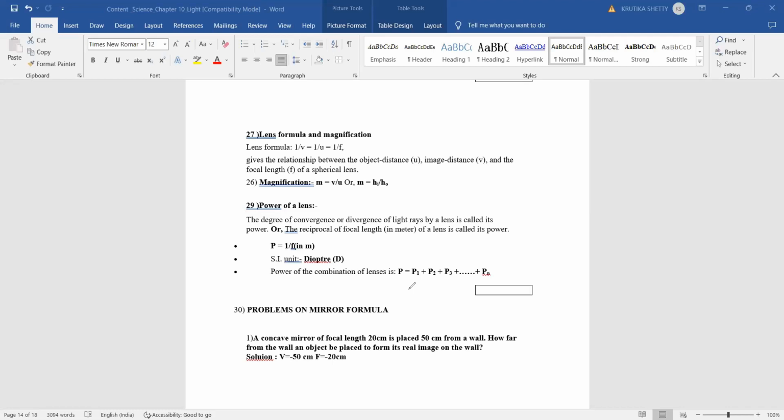Okay, see here. You can note down these points which will help you to solve the numericals without wasting the time on plus and minus. So take down these points here. First we will write for the concave mirror.